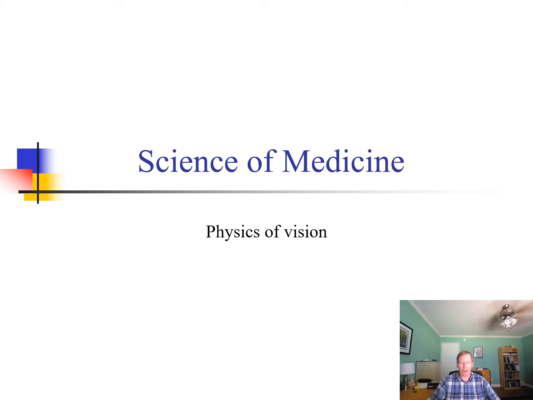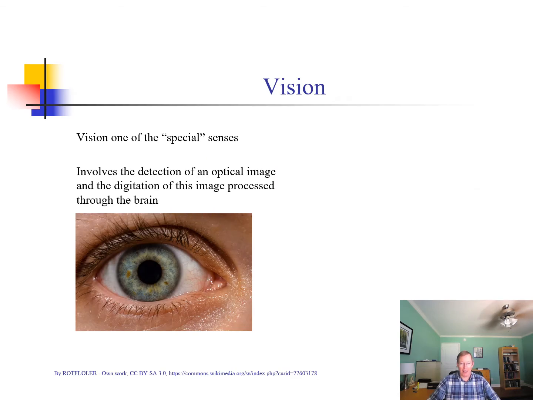Today I want to talk about the optics of vision, the physics of this. And in order to do that, I need to tell you a little bit about eyes. Now, vision is a special sense that involves the detection of light rays in the back of your eye and then digitizing this, if you will, processing it in your occipital lobe in the back of your brain so that you can make sense out of your surroundings.